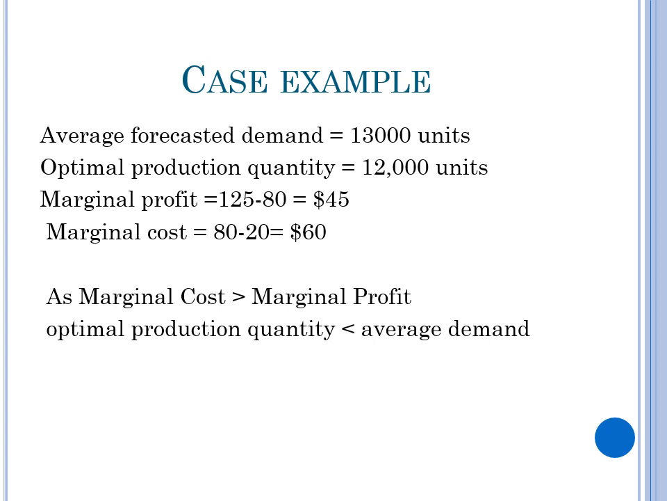So why did that happen? We can see that the marginal profit is $45 and the marginal cost is $60. So here the marginal cost is greater than the marginal profit, which implies that the associated loss with not being able to sell one product and having to sell it at salvage value is greater than the potential profit from selling one additional unit. So, the optimal production quantity will be less than the forecasted demand.